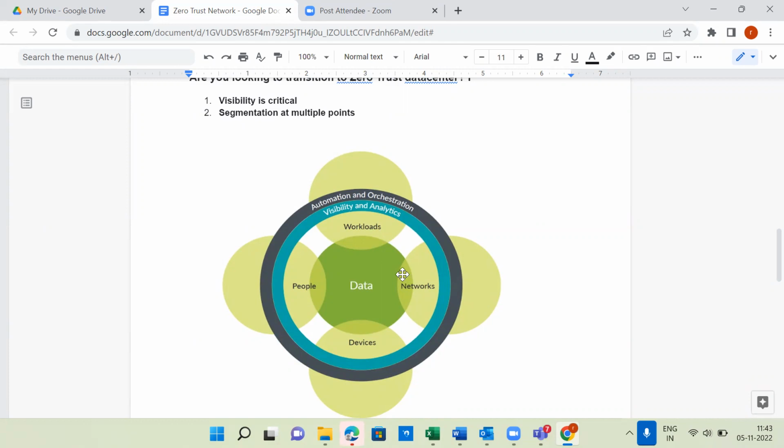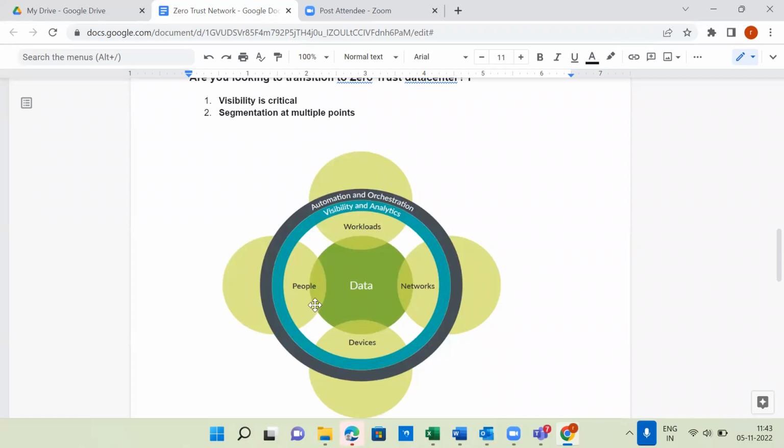Meaning here, we have to implement trending technologies in the market, that is machine learning as well as data analytics, and also automation as well as orchestration. If I implement these, segmentation is very possible. We can do segmentation everywhere: people segmentation, device segmentation, network segmentation, data segmentation, workload segmentation. How can we achieve all this segmentation?